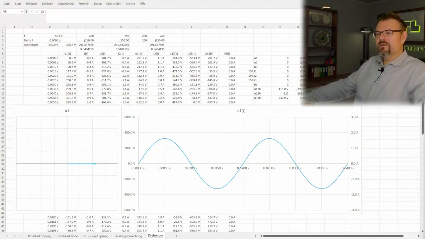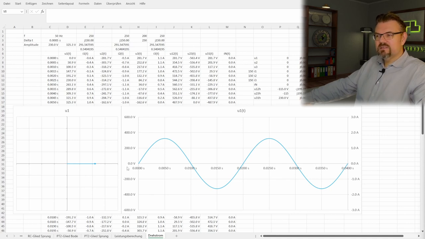All right, so at the computer, I made a spreadsheet. I like spreadsheets. And here is my spreadsheet. What is it showing? Here we have the pointer diagram. Right now, I have only put in U1, so the voltage at phase one. And this is the voltage over time, this is how it would look in time.